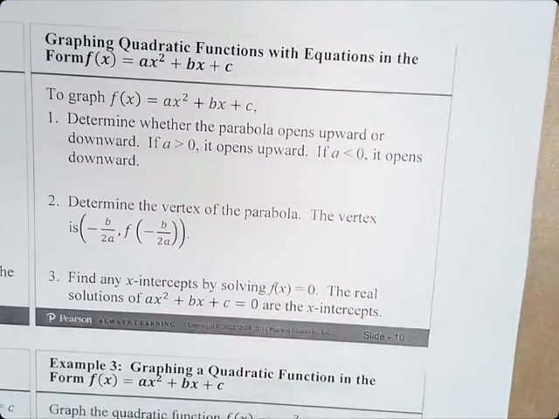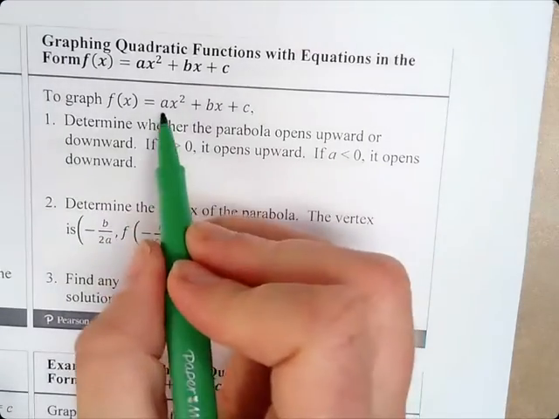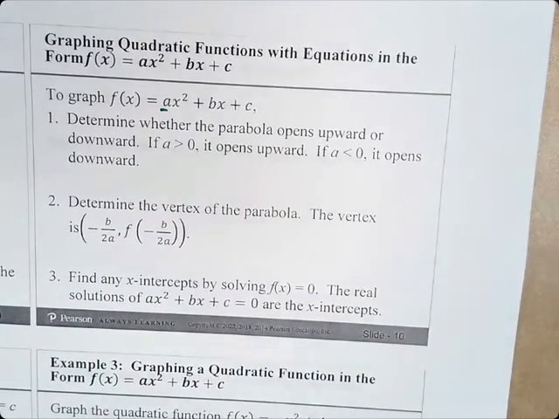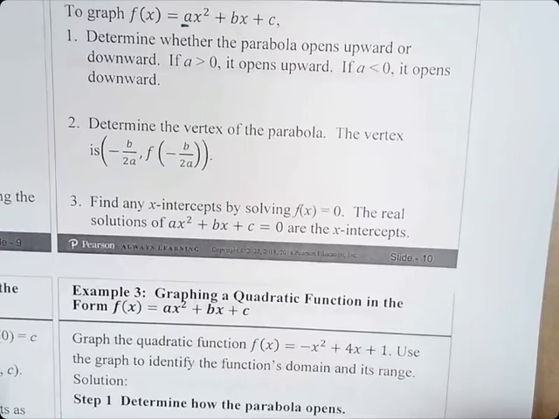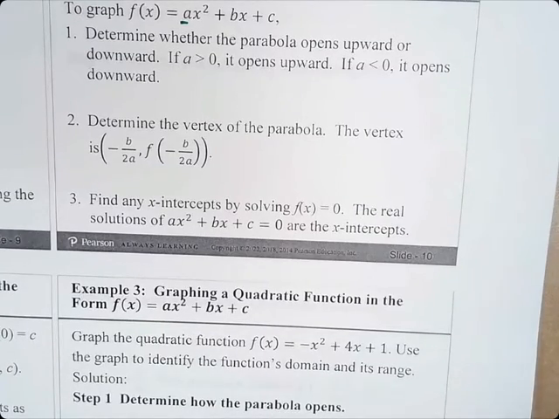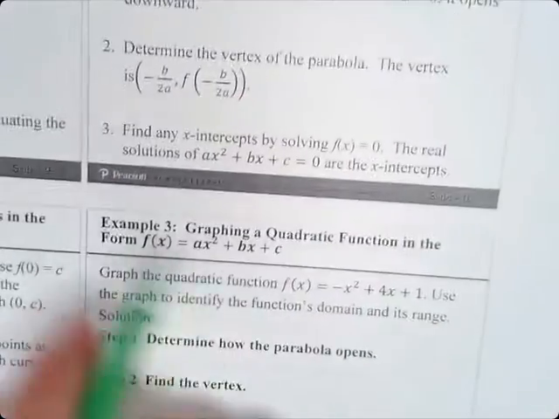And then the same thing with knowing whether it opens upward or downward. You look at that a value. If it's negative, it opens downward. And then if it's positive, it opens upward. Our vertex is already listed there, negative b over 2a. And then you plug it in.